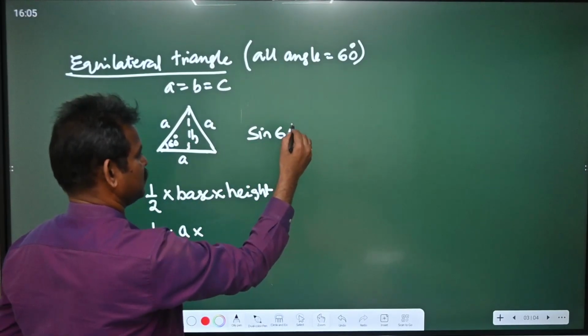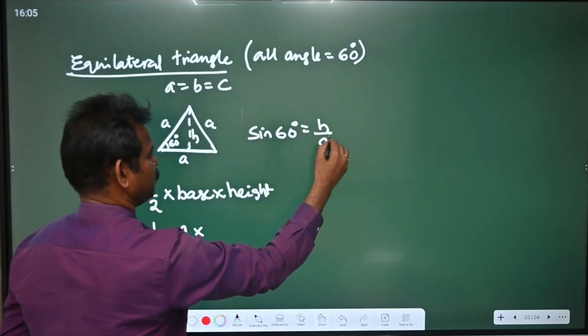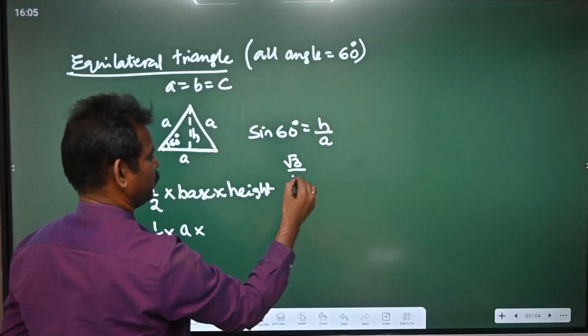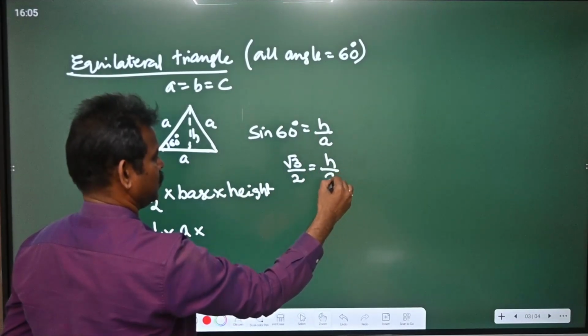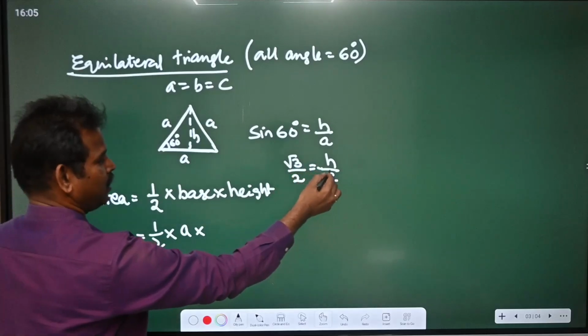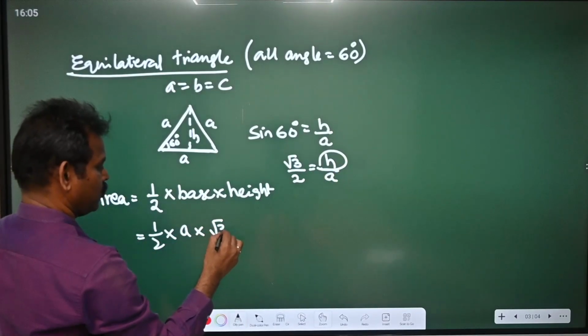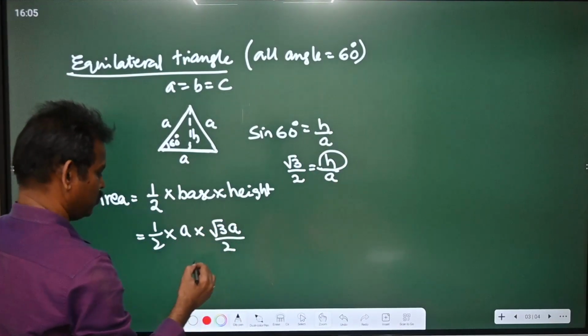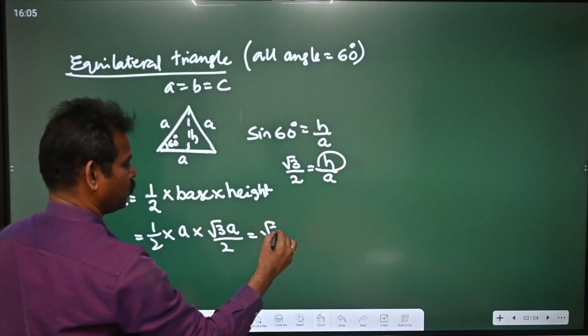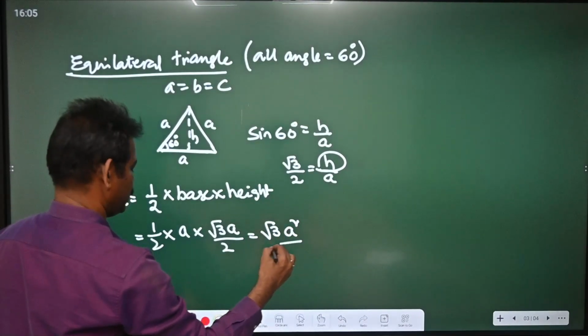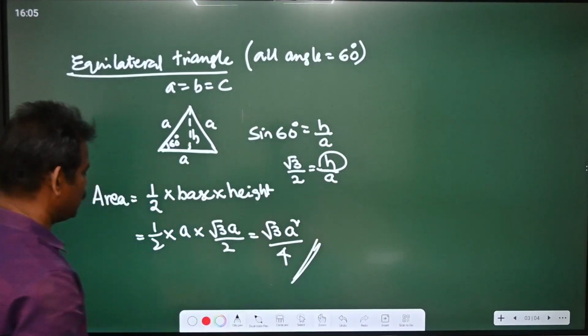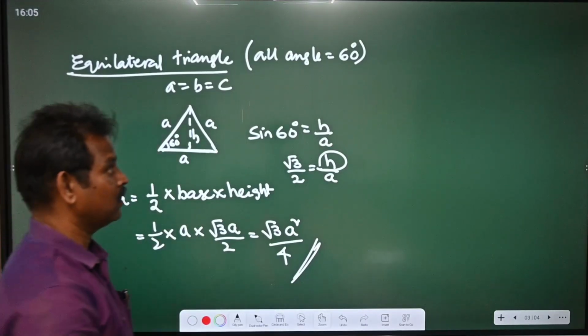Sin 60 is equal to h by a. Root 3 by 2 is equal to h by a. And the height is given by root 3 a by 2. So the area of an equilateral triangle, which is half into base into height, is root 3 a square by 4.